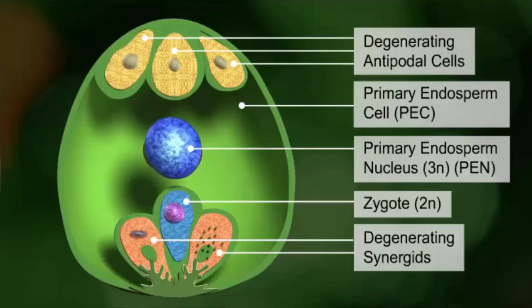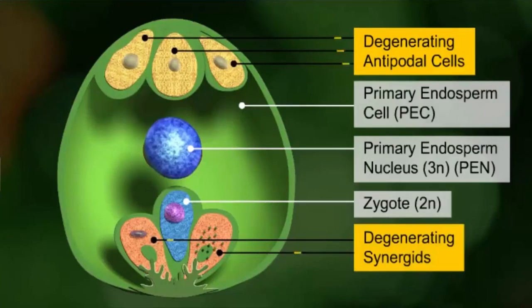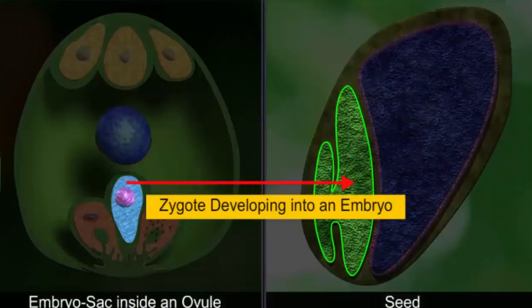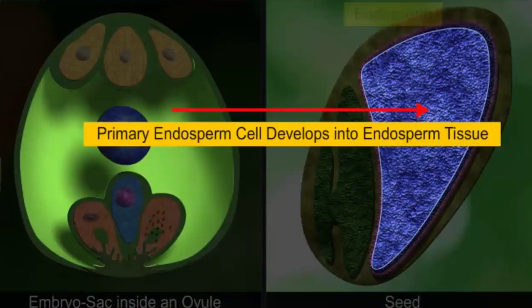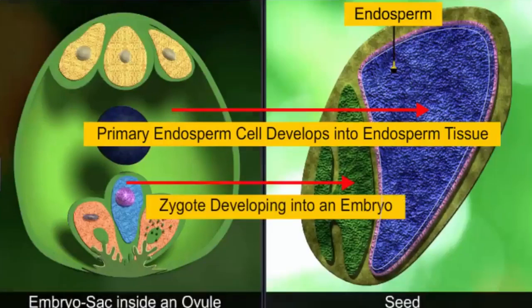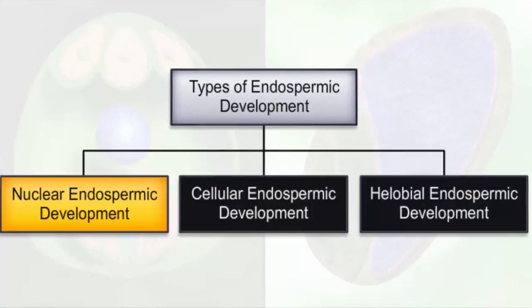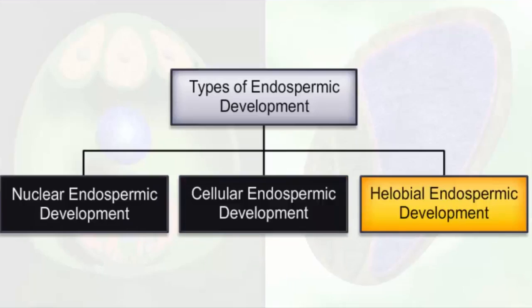These events include degeneration of the antipodals, synergids, and the development of the zygote into an embryo and the primary endosperm cell into the endosperm by repeated mitotic divisions. Endospermic development is of 3 types: nuclear endospermic development, cellular endospermic development, and helobial endospermic development.